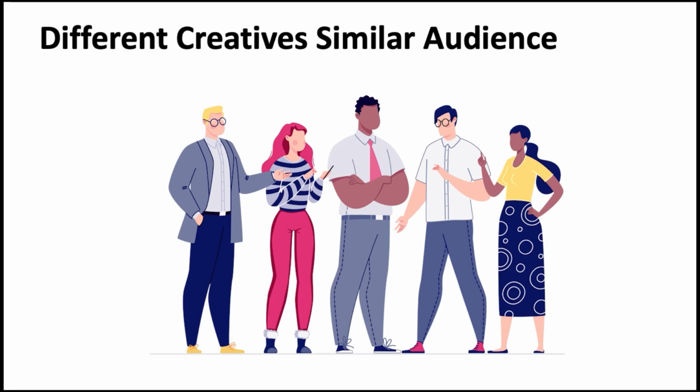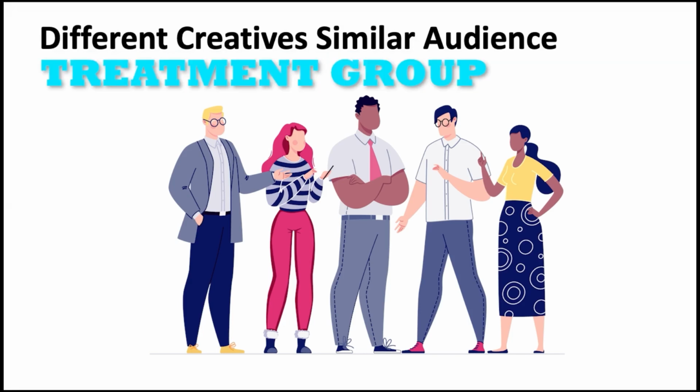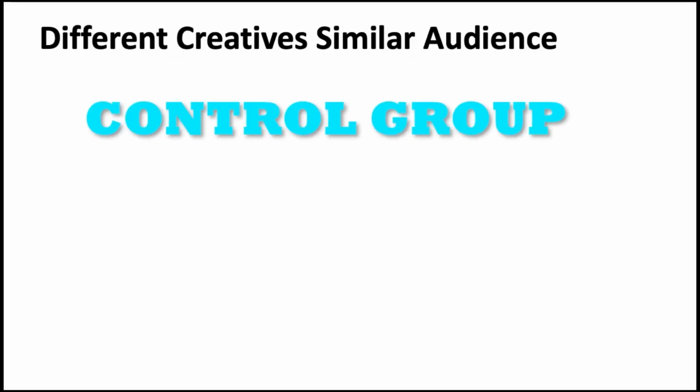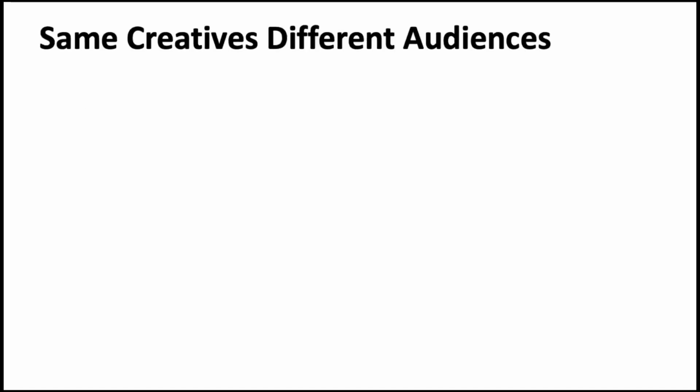Now, whatever your existing audience is, that's known as the control group. And whatever audience is exposed to a new variation is known as the treatment group. Finally, we do a comparison between the click-through rates of the control group and treatment group. If the treatment group's click-through rate has improved, then obviously it means that we should go more often with the new creative.